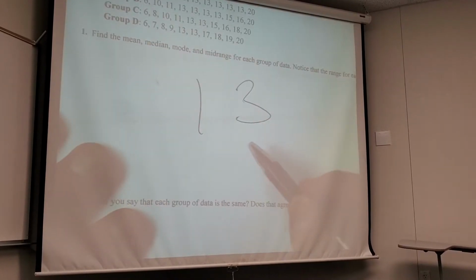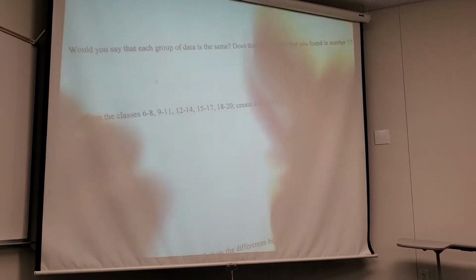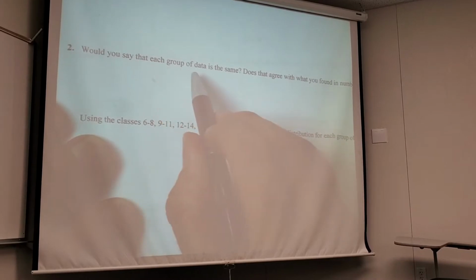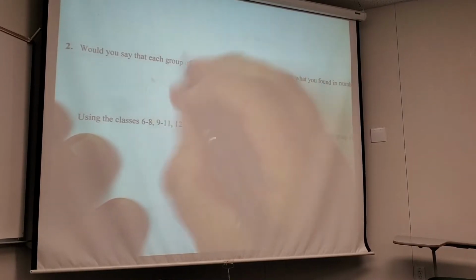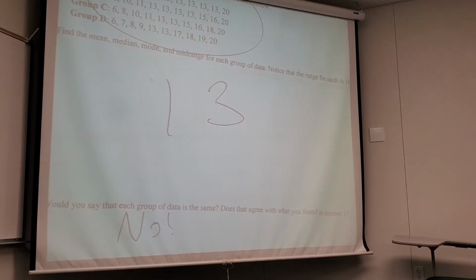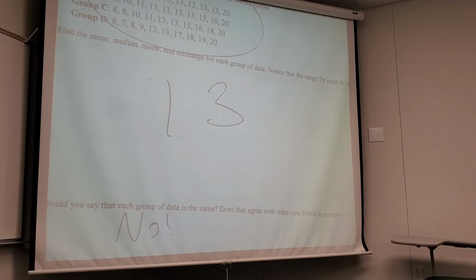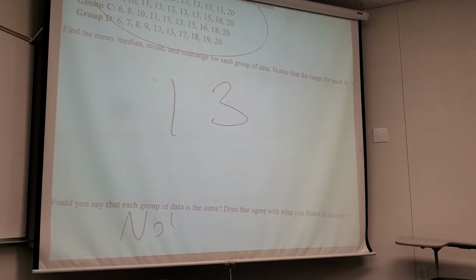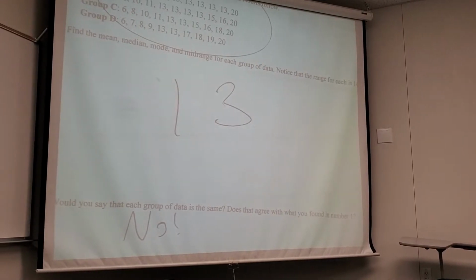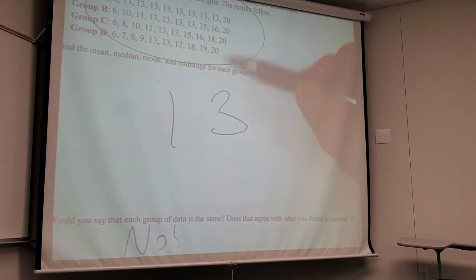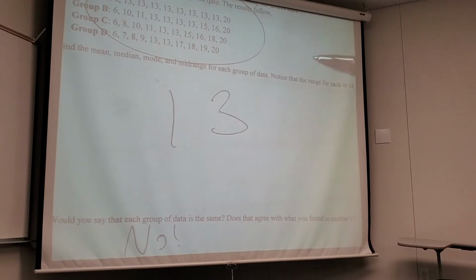So, 13. This is both no. Is each group of data the same? No. We can see that, right? Alright, guys, everybody. Every person, every organic entity. Okay. Are the data sets all the same? No. Okay, we know that. We know that they're not the same.